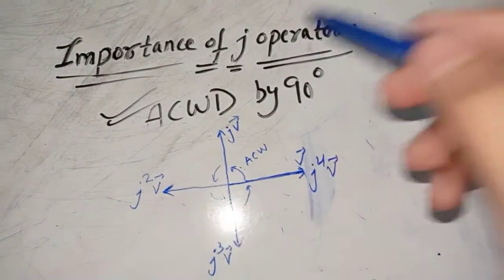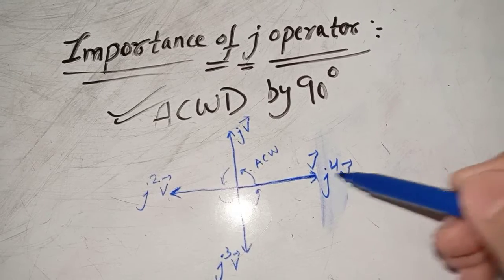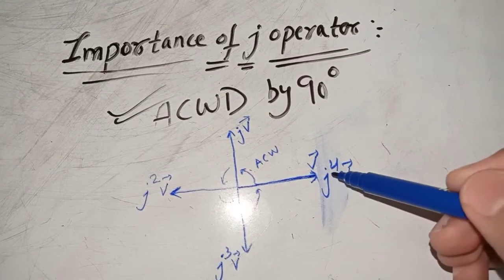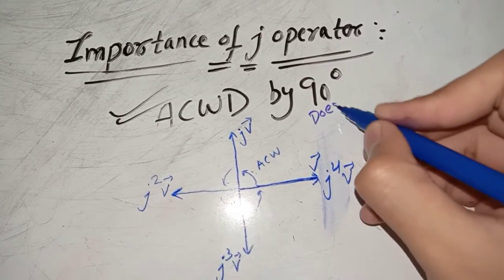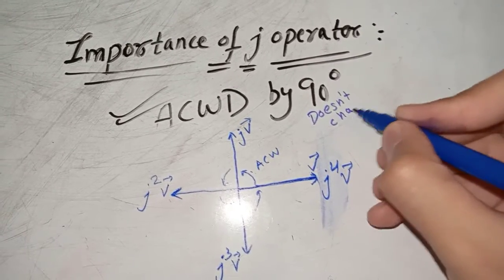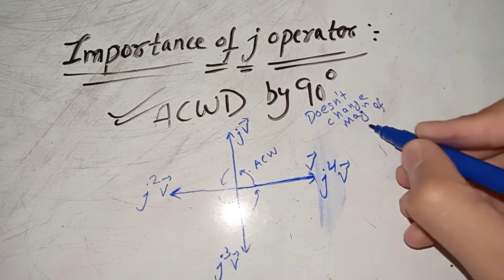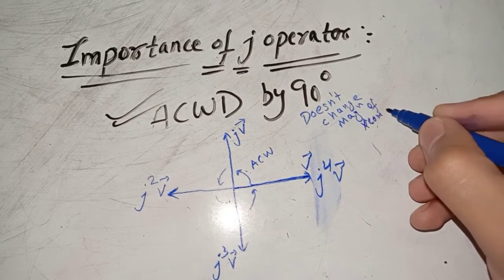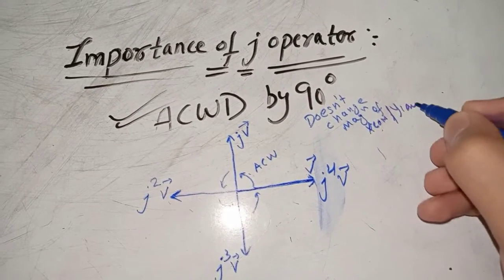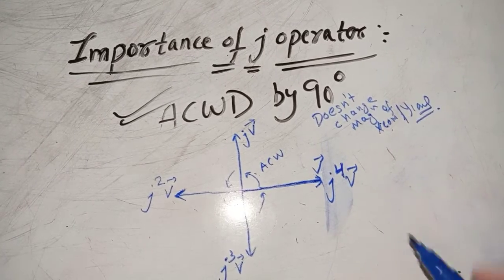See, the j operator doesn't change the magnitude. That's why I rubbed this part which I drew larger than the original vector, because that's wrong. So you need to remember that the j operator doesn't change the magnitude of the vectors, the magnitude of the x component or y component, right? Okay, so now this is j to the power 4 v, right?